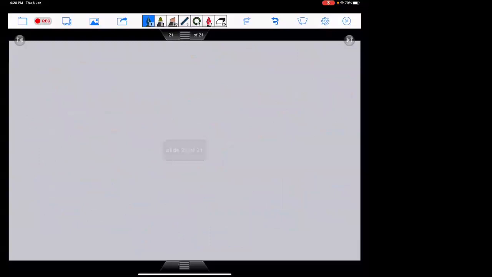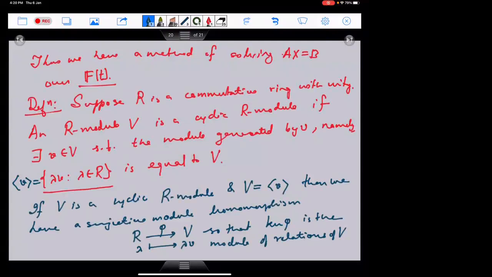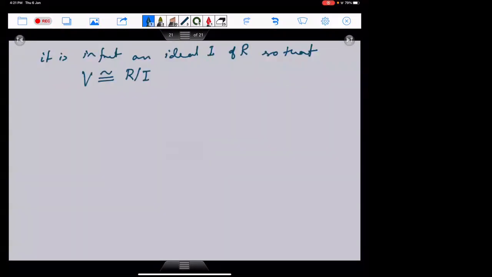And what is it? It is in fact an ideal I of R. So what we get is that V, as a module, is isomorphic to R upon I. So this map is surjective. This is an epimorphism actually. All right, so when it is a cyclic R module, it is like this, R upon I. This is what we have understood here.